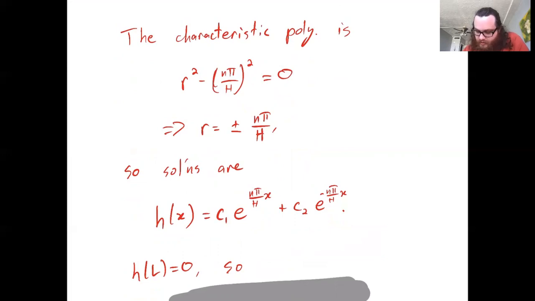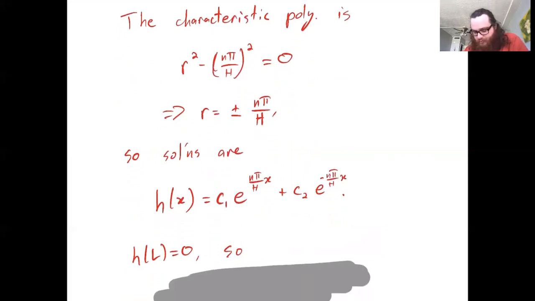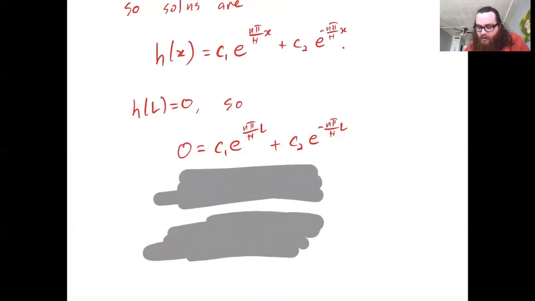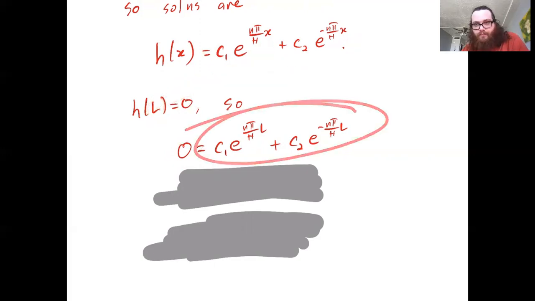So we have one prescribed, homogeneous boundary condition, that's h of L is equal to 0. So plugging that in, what do we get? Well, h of L is equal to 0, so 0 right there. Plug in the L to the x's, we get this expression.